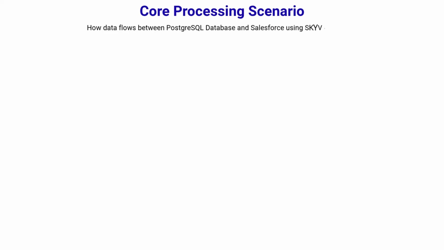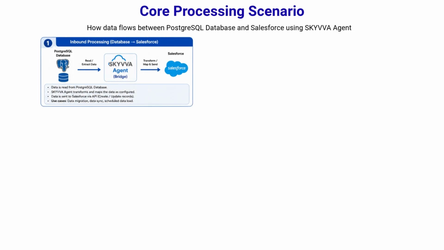Now, let's look at the core processing scenarios. This diagram illustrates the 5 main ways SKYVVA Agent integrates PostgreSQL database with Salesforce. Depending on the business requirement, SKYVVA Agent can move data into Salesforce, extract data from Salesforce, execute database logic, or synchronize changes in real time. Scenario 1. Inbound processing, database to Salesforce.